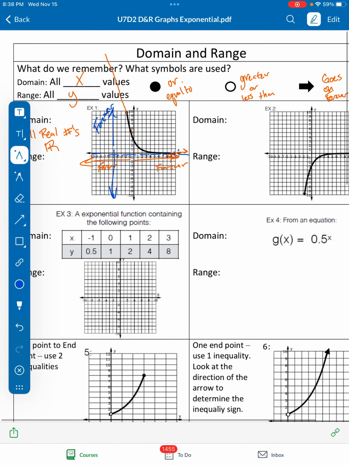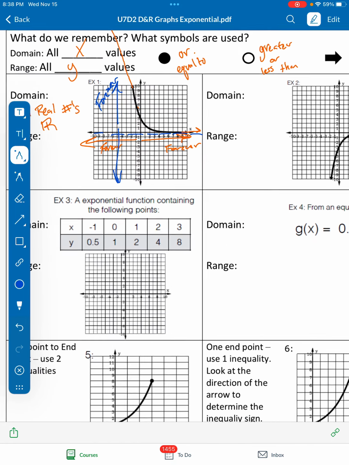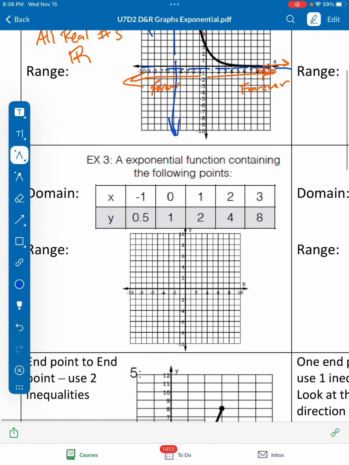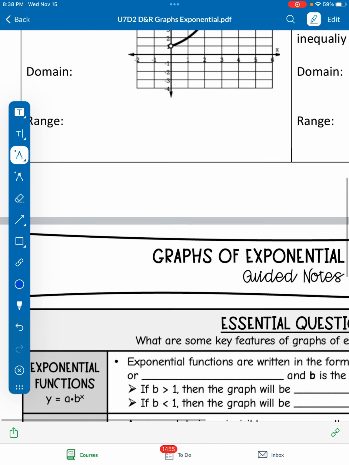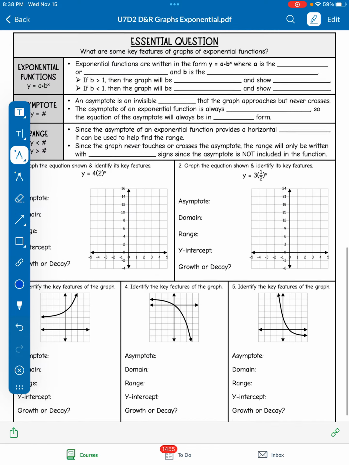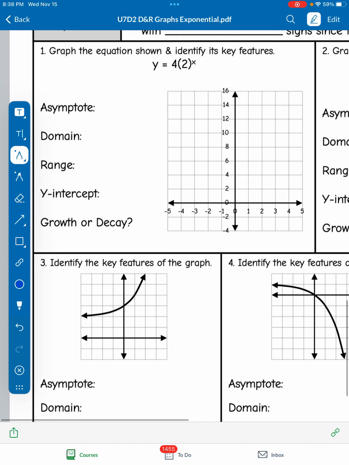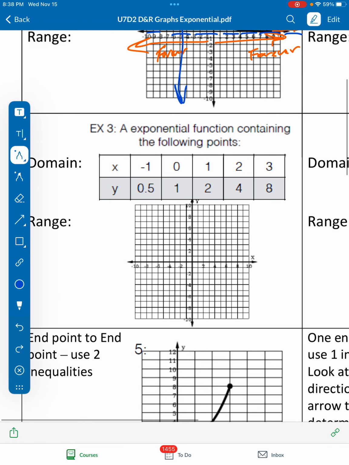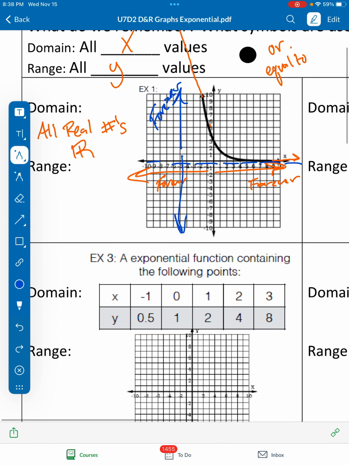Probably not. Maybe the smart people remember, or people that are paying attention, I should say. That is an asymptote. Just a preview of what's coming up on the back. Okay, we talked about that word yesterday. That's that invisible line. Well, that invisible line affects the range. So it will always affect the range of an exponential function.